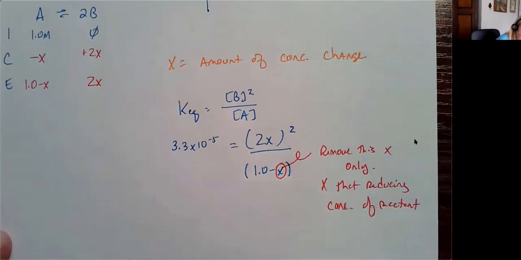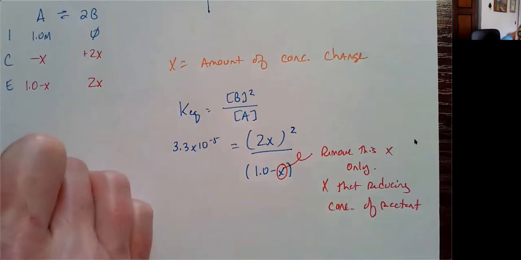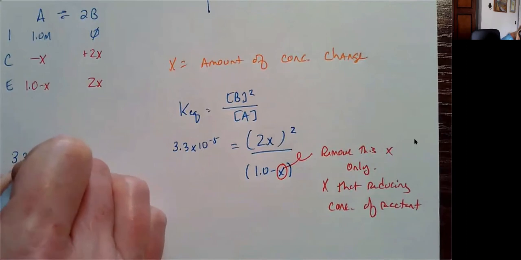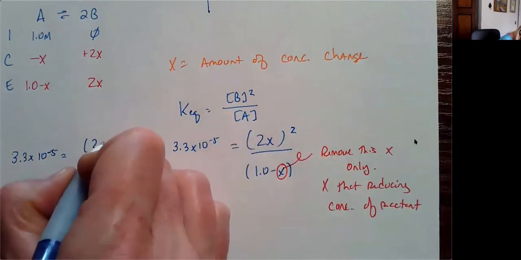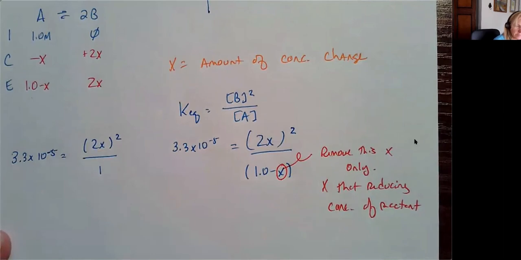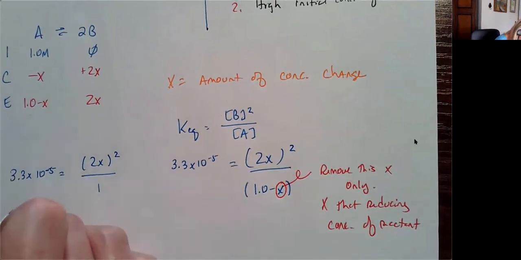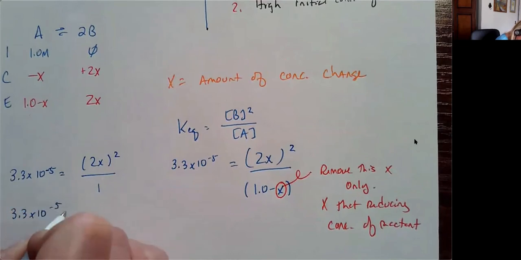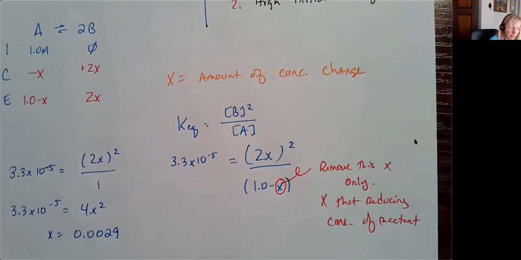So now my equation is going to be 3.3 times 10 to the minus 5th equals 2x squared over 1, essentially. Now I don't have to do a quadratic equation, which is really nice. So this would be 3.3 times 10 to the minus 5th equals 4x squared, and x is going to be 0.0029. This is my change in concentration.